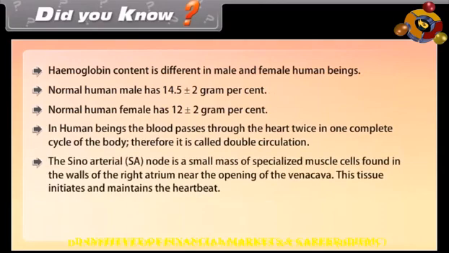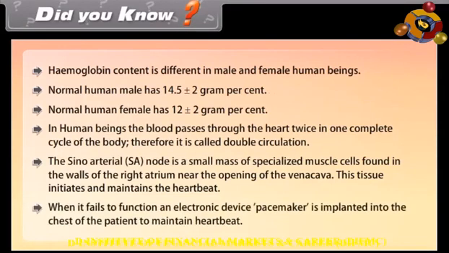The sinoatrial SA node is a small mass of specialized muscle cells found in the walls of the right atrium near the opening of the vena cava. This tissue initiates and maintains the heartbeat. When it fails to function, an electronic device called a pacemaker is implanted into the chest of the patient to maintain heartbeat.